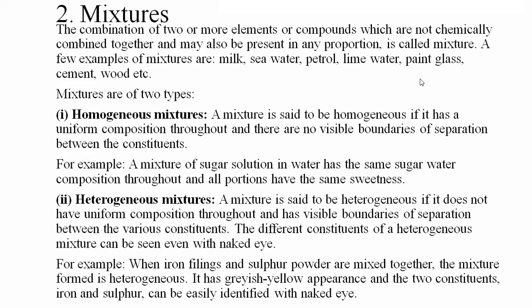Examples of mixtures are milk. When you add water to it, milk does not react with water chemically. It will only increase the volume of the milk, right? Seawater is a mixture of so many salts. So many salts are present. They do not chemically react. Petrol contains so many constituents. Lime water, calcium hydroxide with water, is a mixture. Paint, glass, cement, wood, all these are examples of mixtures. When we study, these mixtures are divided into two types: homogeneous mixtures and heterogeneous mixtures.